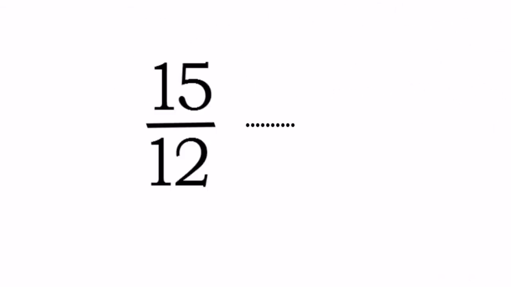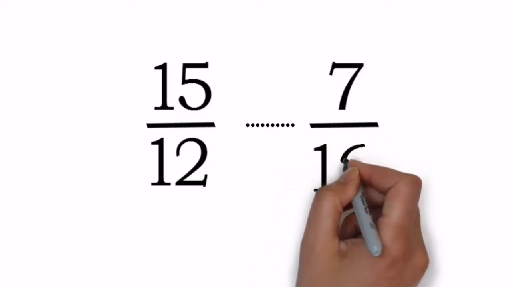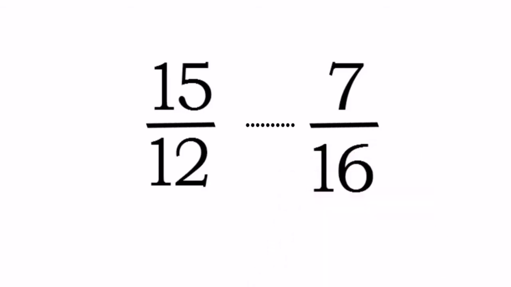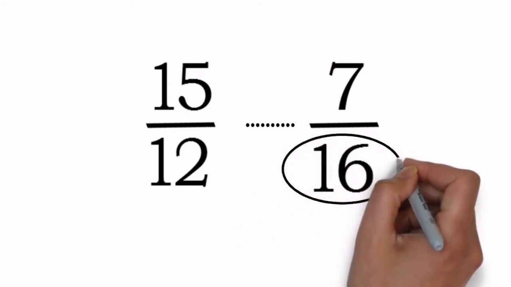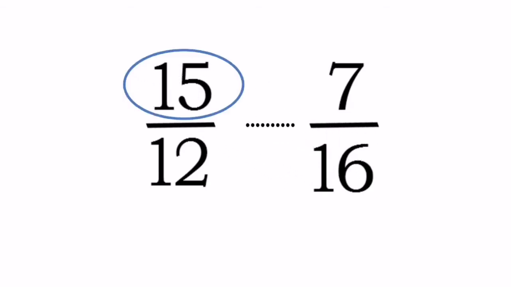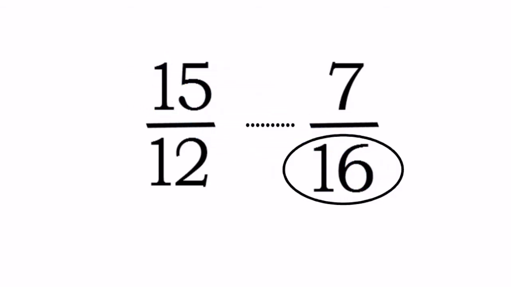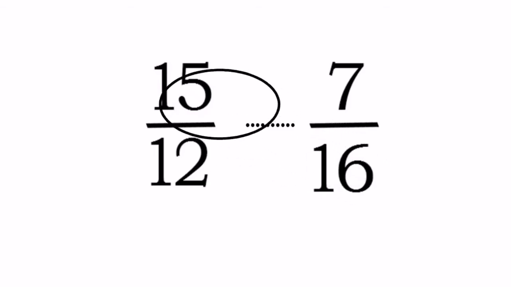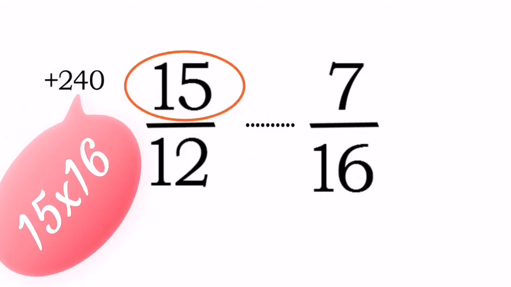So here is the first question, 15 upon 12 and 7 upon 16 given to us. Now try to focus on the denominator of the second fraction and the numerator of the first fraction. These two will play an important role in our working. We have to multiply these two numbers and write the answer beside 15, that is in your numerator. That is positive 12, positive 240.